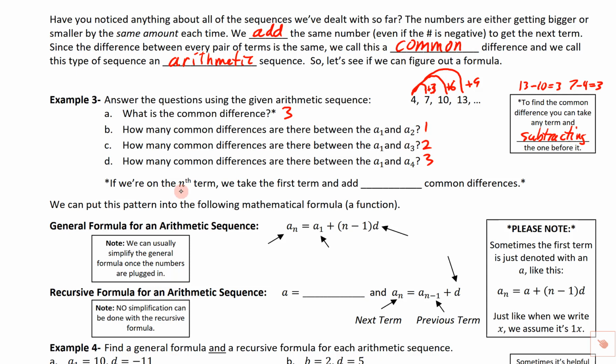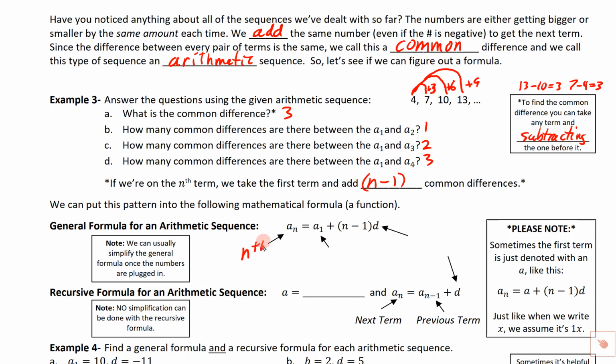So if we're on the nth term, we always take that and we subtract 1, and we have to add that many common differences. And I'm going to put that in parentheses, and you'll see why in just a second. So if we're on the nth term, we take the first term and we add n minus 1 common differences. So here's what we've got: a general formula for an arithmetic sequence. Again, general formula, nth term formula, explicit formula, all the same thing.